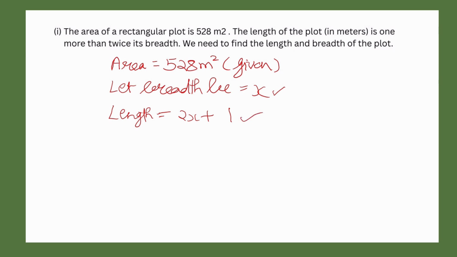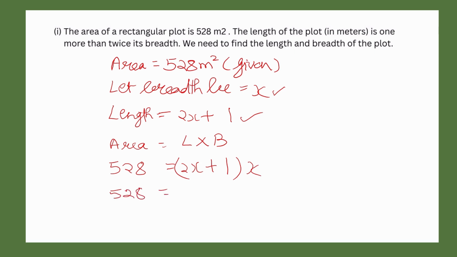Right? Area भी हमारे पास given है. तो हम equation find out कर सकते हैं. So what is the area of rectangular? Area is equal to length into breadth. Area कितना है हमारा? 528. What is the length? 2x plus 1. Right? It should be in brackets क्योंकि ये multiply होगा. And breadth हमारे पास क्या है? x है. Right?